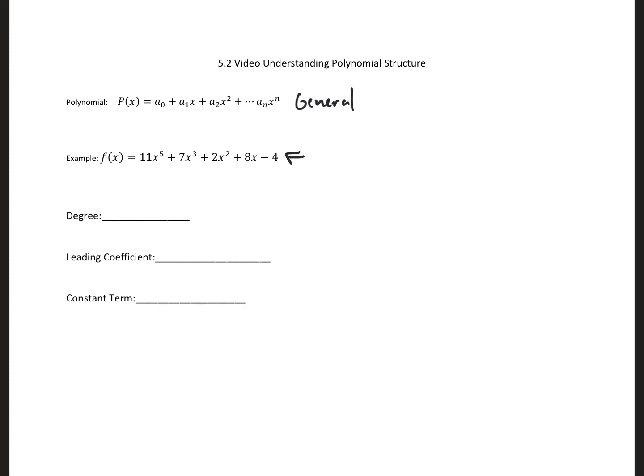And we like things written this way because we gain a few free key features when they're in this type of form. The first one is the degree. The degree is the largest exponent, assuming we only have one variable. So in this case, we only have the variable x. So the largest power of x is 5. We say the degree is 5.